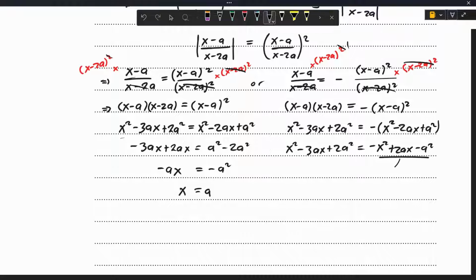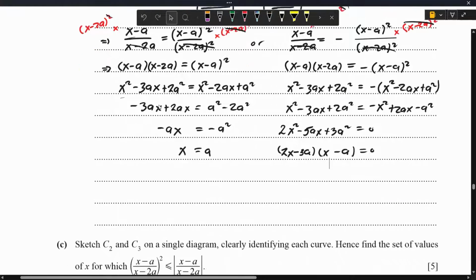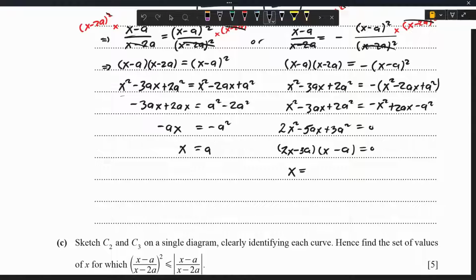Rearranging, if we take everything that's on the right to the left side, we'll be having 2x squared minus 5ax plus 3a squared equal to 0. And we can actually factorize this. We'll be having 2x here and x. And for factors of 3a squared, we can have 3a and a, minus and minus. So we have factorized this. So the possible values of x will be 3 over 2 of a, or x is equal to a, which we got already. Okay, so x is equal to a.